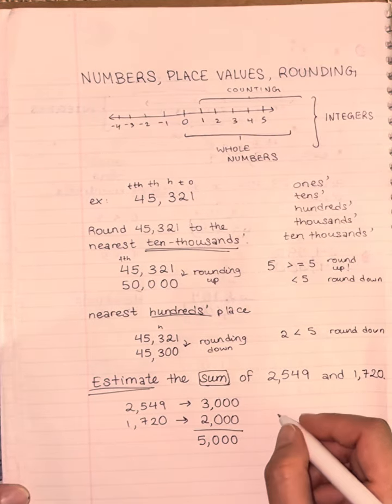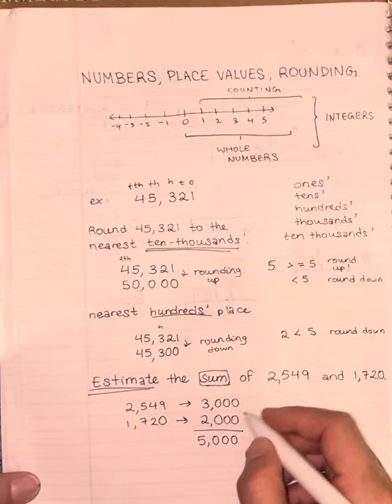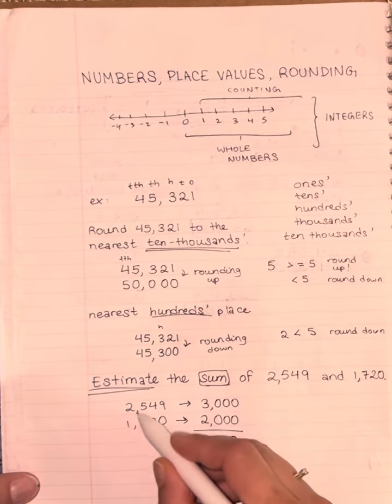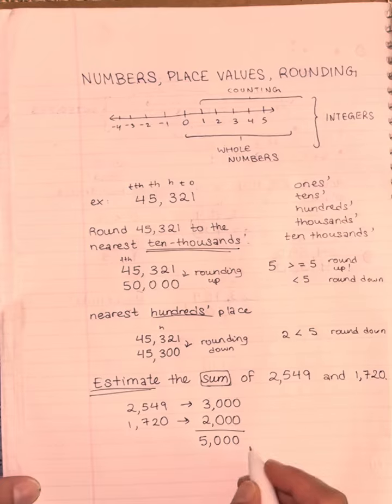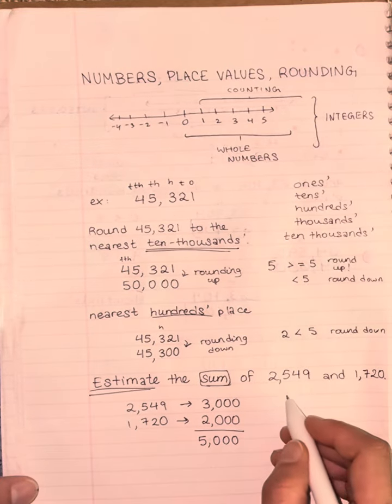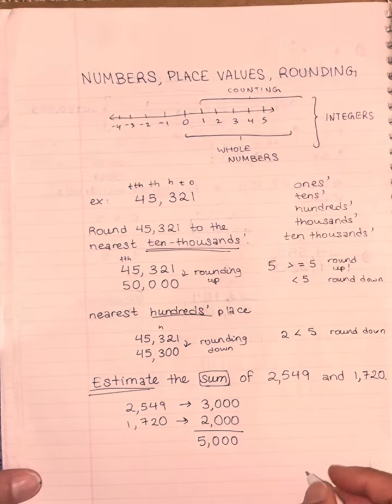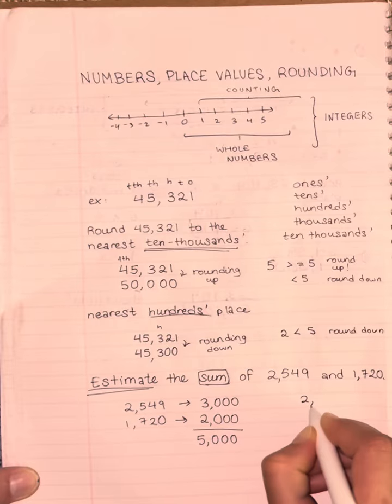That's the power of being able to round quickly instead of having to do all the work of adding all these digits one by one. So now, that's how you would solve this kind of problem. A lot of times, students get confused, and they will do this.